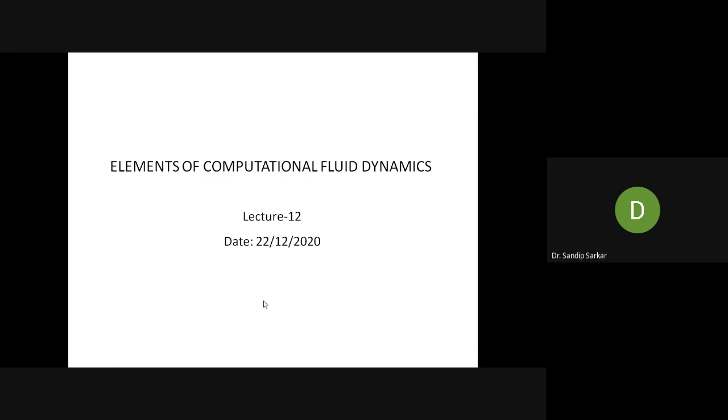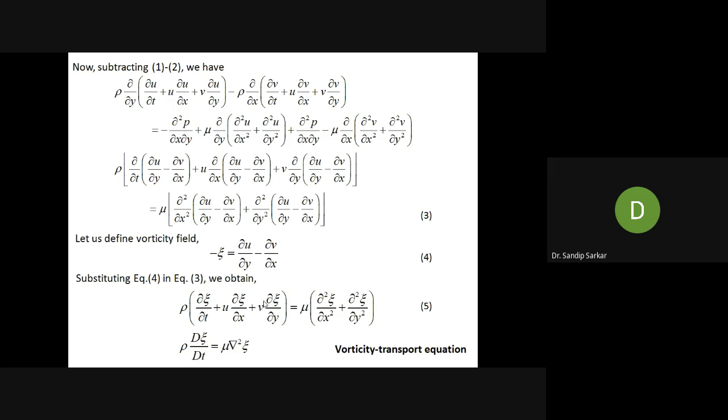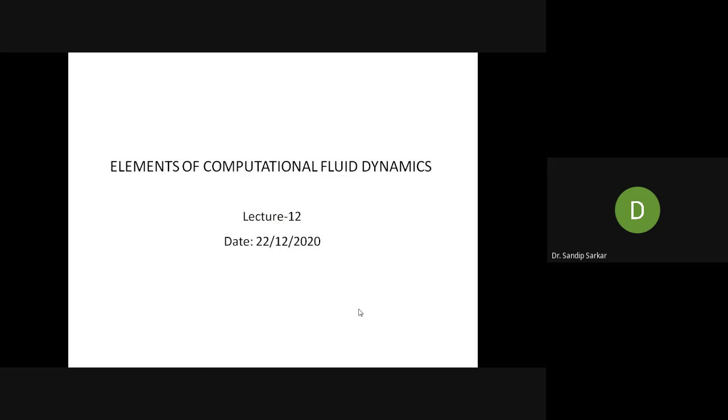Today we will focus on the fact that we have already derived the vorticity equation. Today our focus will be to derive the stream function equation. That is the second equation. So the first equation is the vorticity equation, and the second equation is the stream function equation.